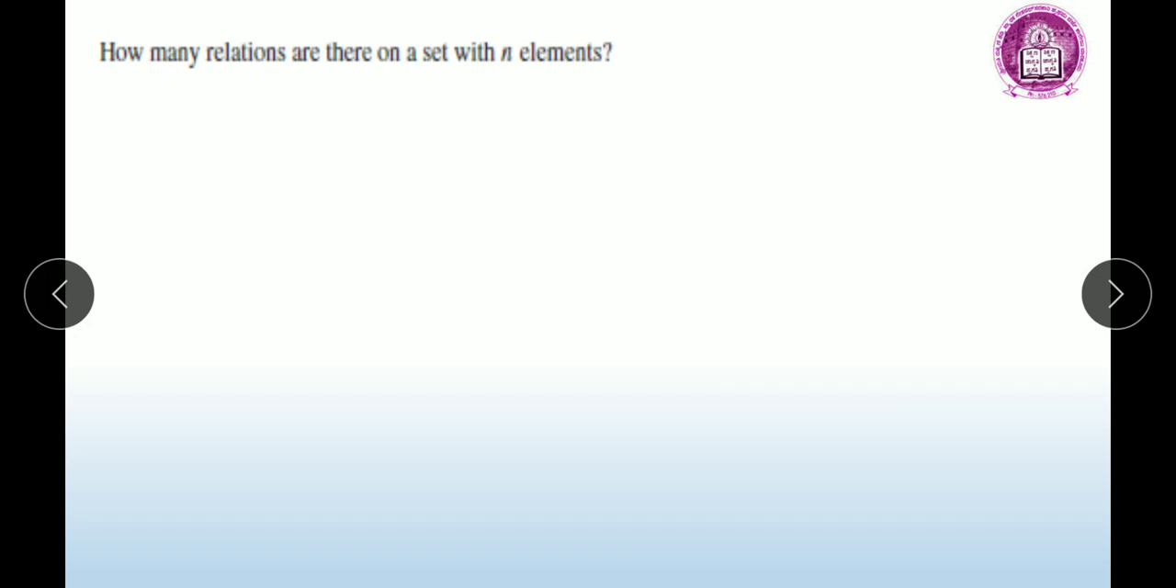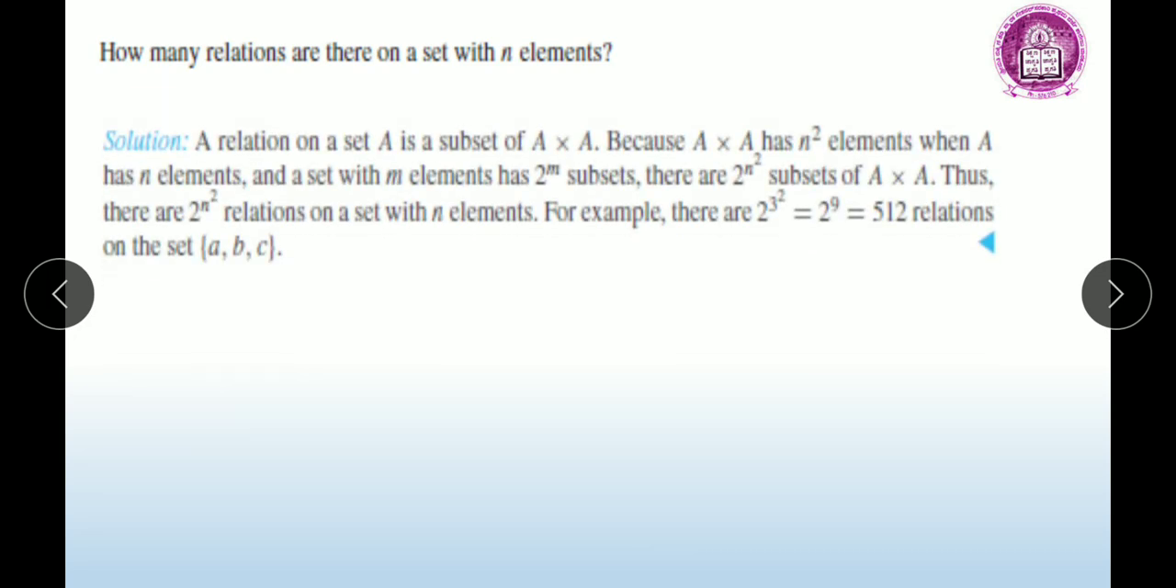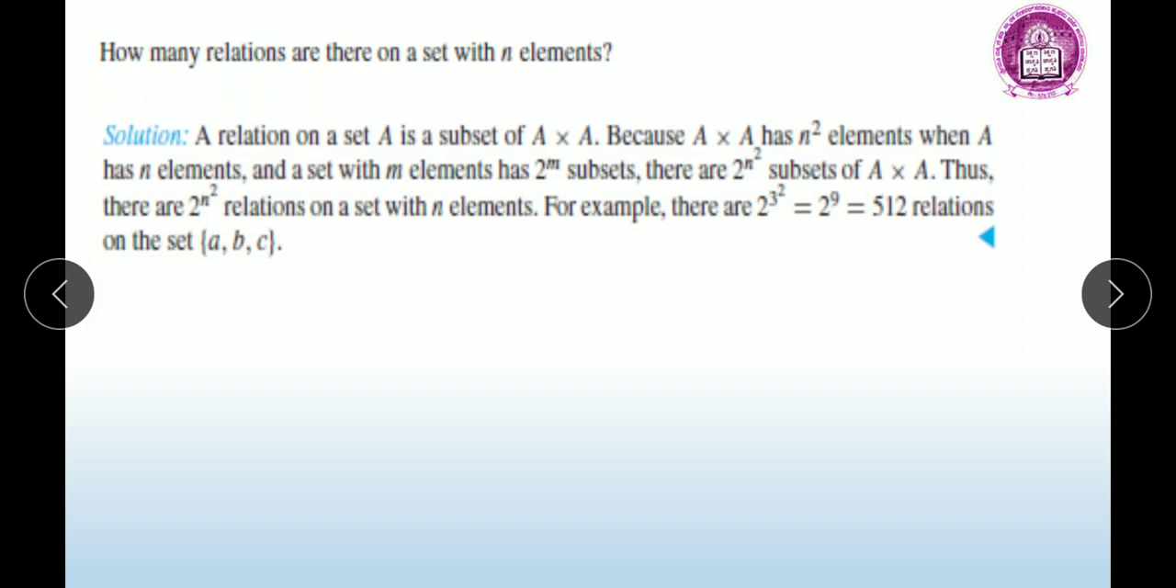Okay. Now let us ask this question. How many relations are there on a set with n elements? If a set has n elements, how many relations can you have on this set? So we have to go for counting principles. A relation on a set A is a subset of A cross A. You know this. So to count the number of relations, you need to count the number of subsets that can be constructed on A cross A.